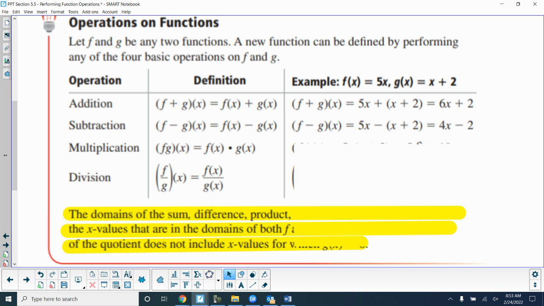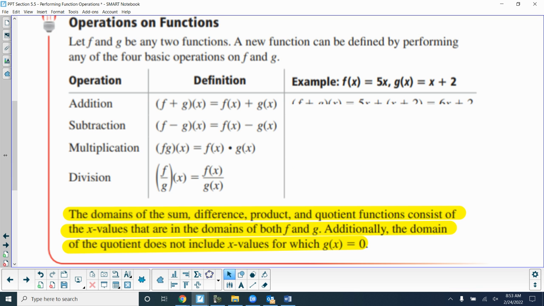So the domains of the sum, difference, product, quotient functions consist of the x values that are the domains of both. Additionally, the domain of a quotient does not include x values where you can never have 0 down there, right? But again, I'm not worried about domains, okay?